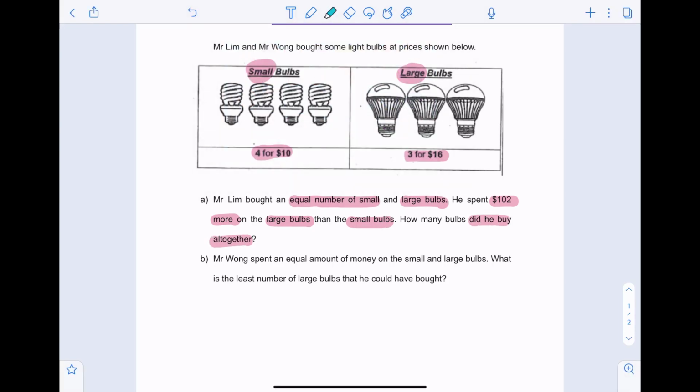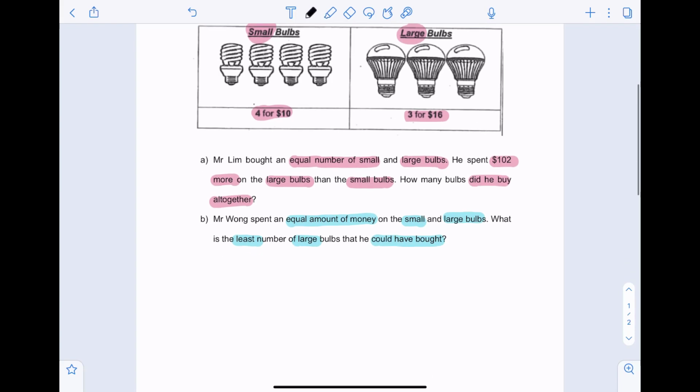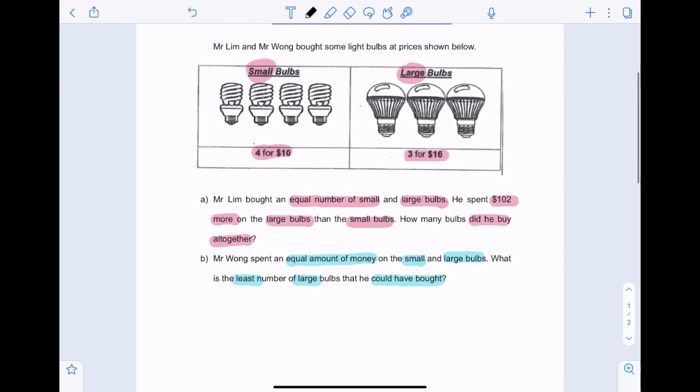First question. Now, Mr. Wong, on the other hand, spent an equal amount of money on the small and large bulbs. What is the least number of large bulbs that he could have bought? Okay, now we tackle part A first. Mr. Lim bought an equal number of small and large.